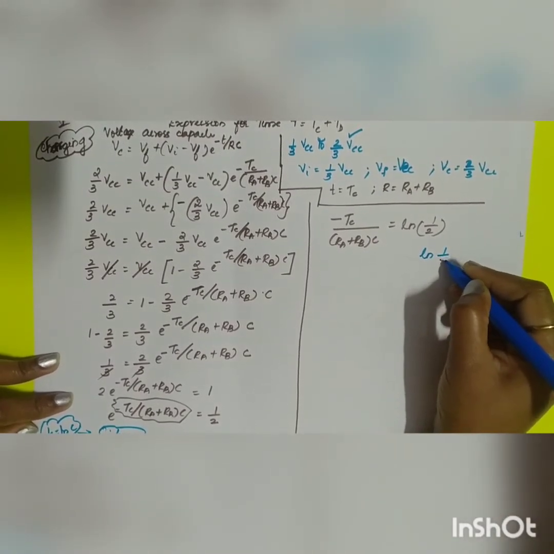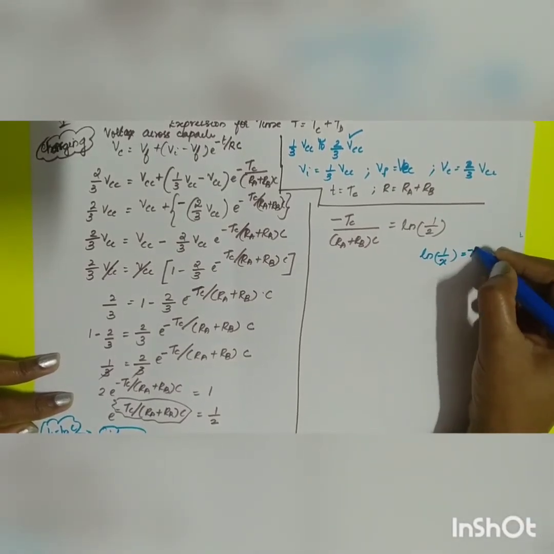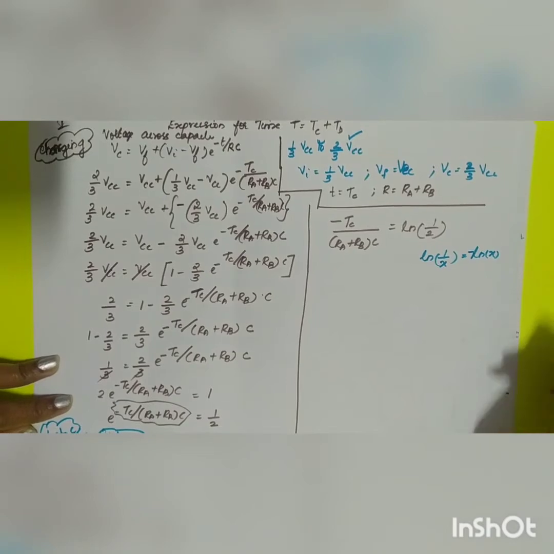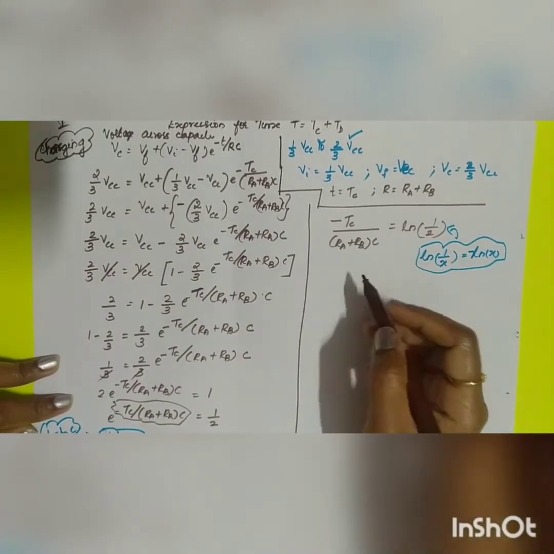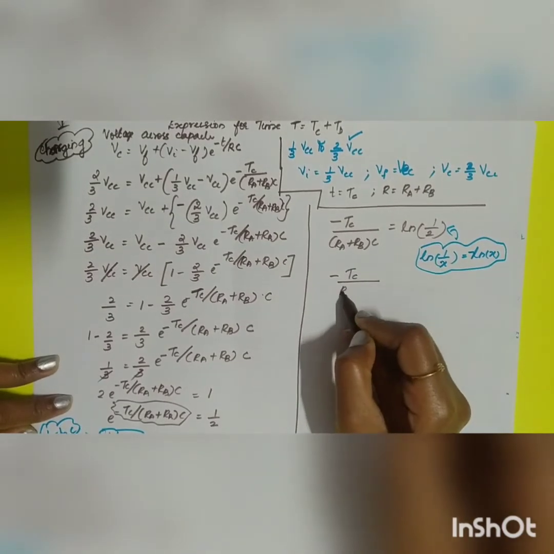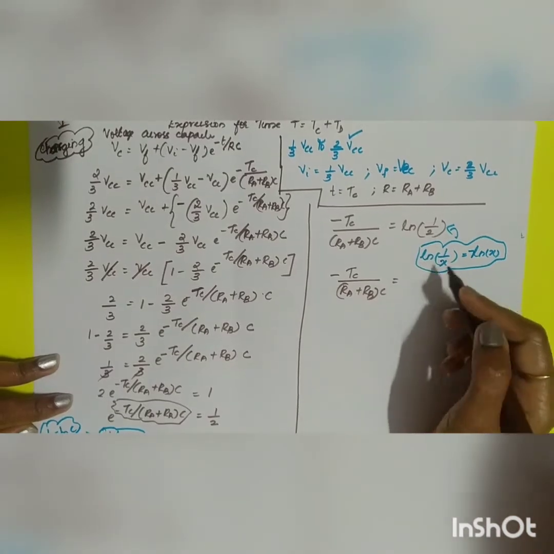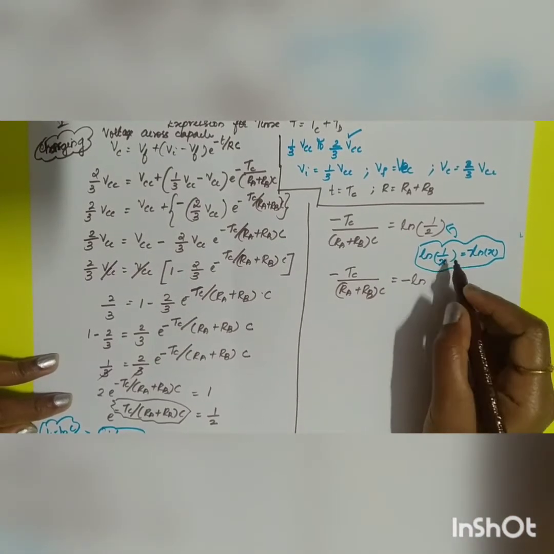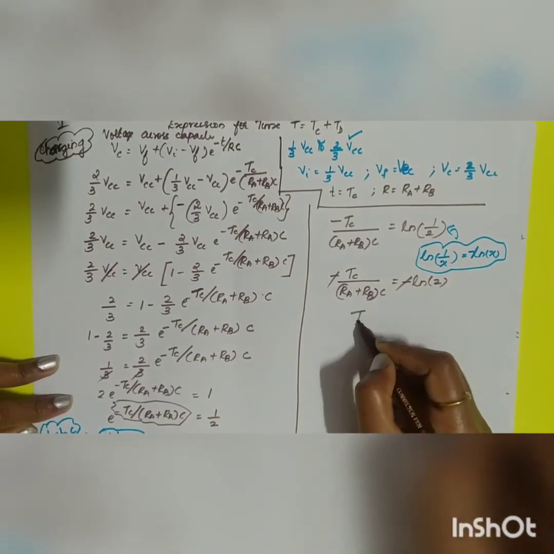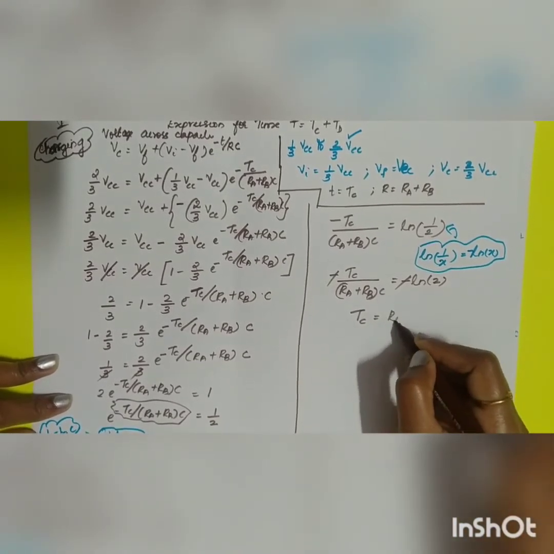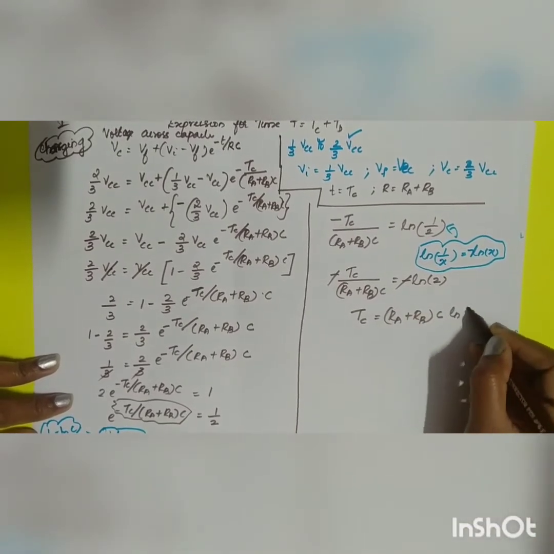ln 1 by x is equal to minus ln x, right? So when you replace this by the formula, you will be getting Tc divided by (Ra plus Rb) into C, which is equal to minus ln of x. x is equal to, in this case, 2. So minus minus will get cancelled. So your charging time will be equivalent to (Ra plus Rb) into C into ln 2.